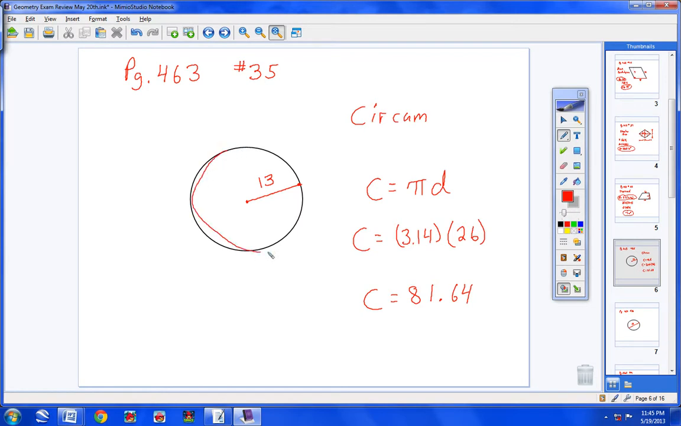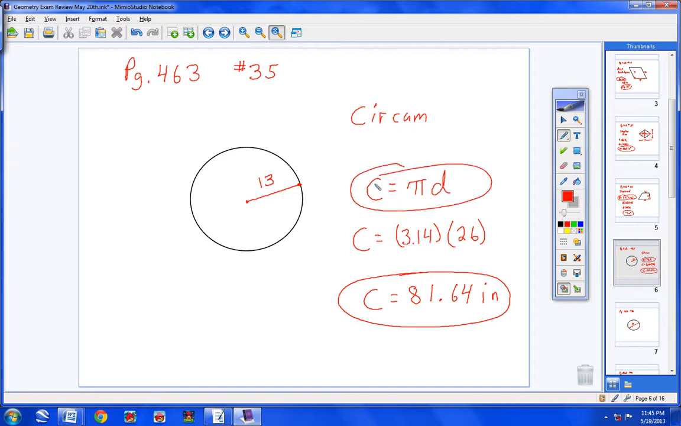Now circumference doesn't mean area. Circumference means the distance around. In other words, like the perimeter, okay? And so we just simply call this inches. It's not going to be square inches. It's not going to be cubic inches. It's not area. It's not volume. It's circumference, okay? All right, this is the formula you need to know in order to find the circumference of a circle. All right, let's go on to the next problem.